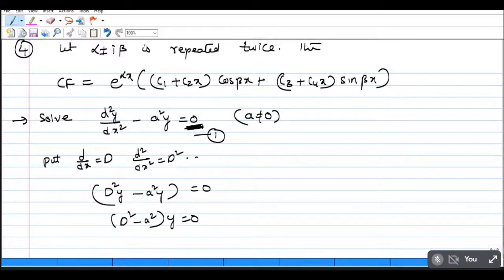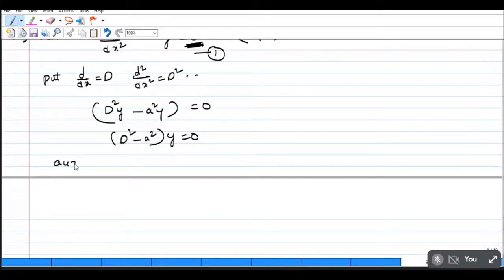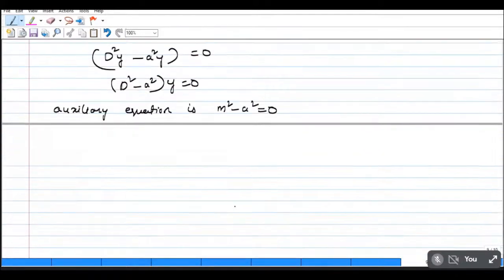What is the auxiliary equation? The auxiliary equation is m square minus a square equal to 0. Find out the roots. What are the roots of this equation? m equal to plus or minus a. That is, m equal to plus a, minus a. These two are distinct and real roots, right?